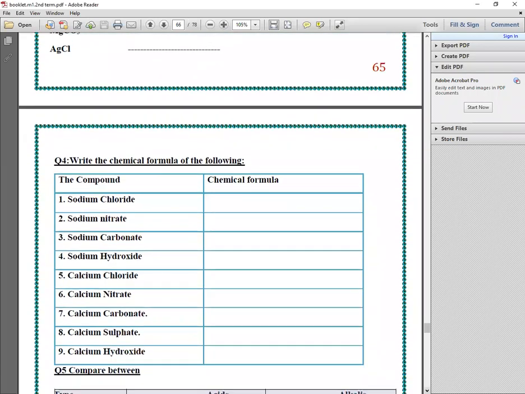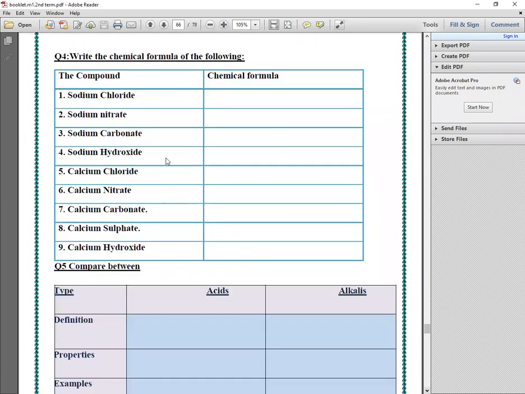Third paper, page 66. Write the chemical formula for the following. Sodium chloride. What is the chemical formula of sodium chloride? The symbol of sodium is Na, and chloride is Cl. The valency of sodium is monovalent, the valency of chlorine is monovalent. So the chemical formula of sodium chloride is NaCl.